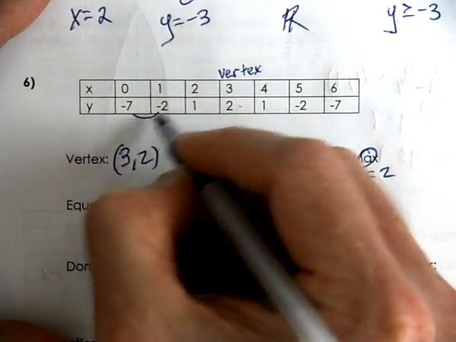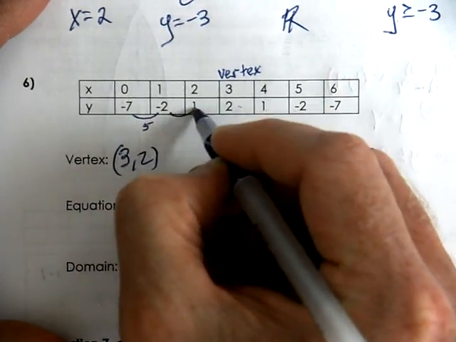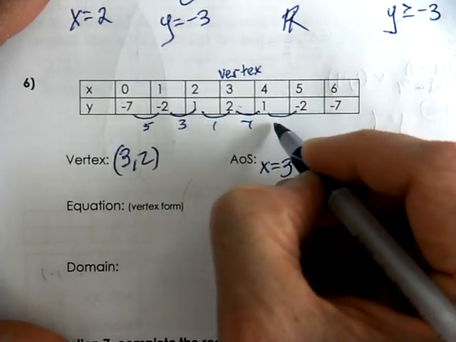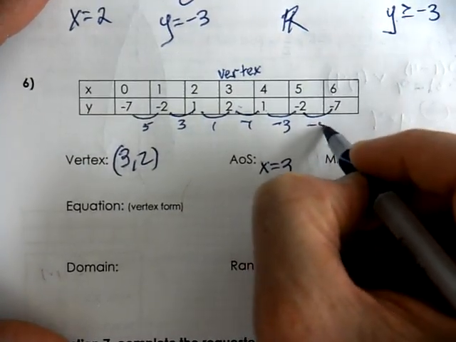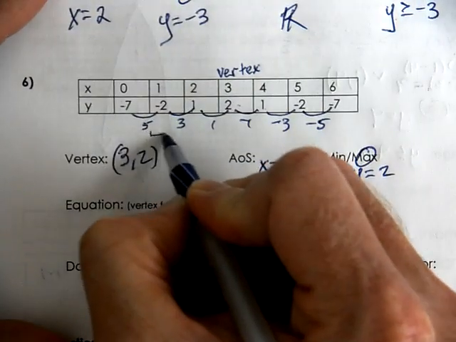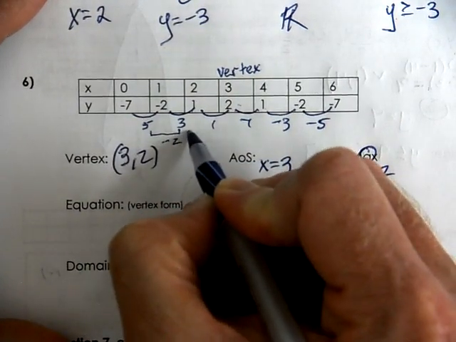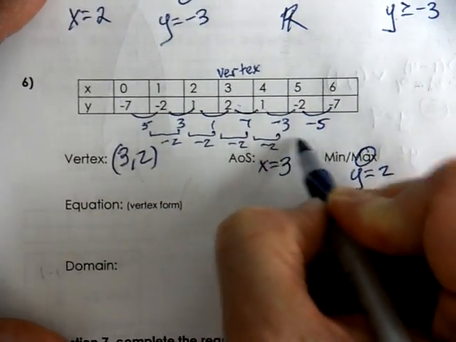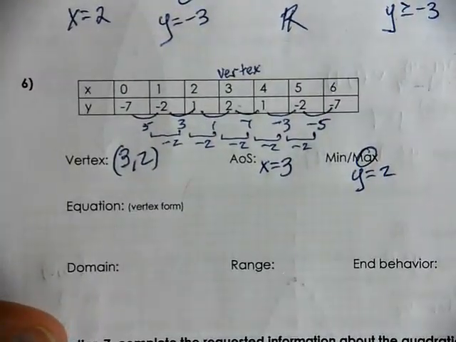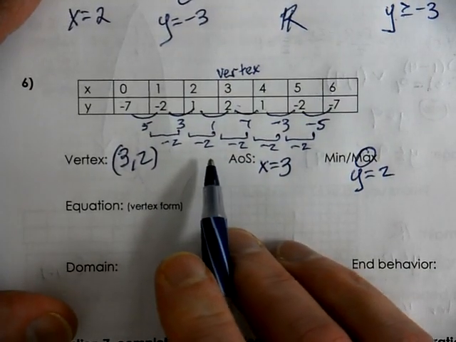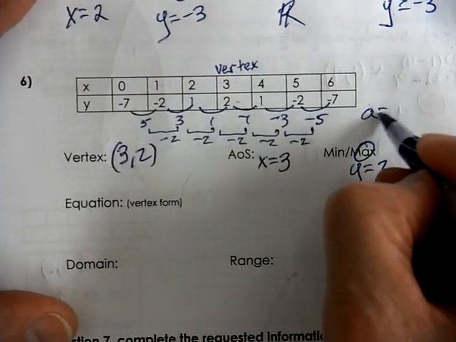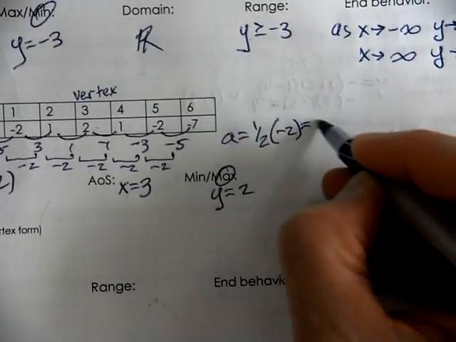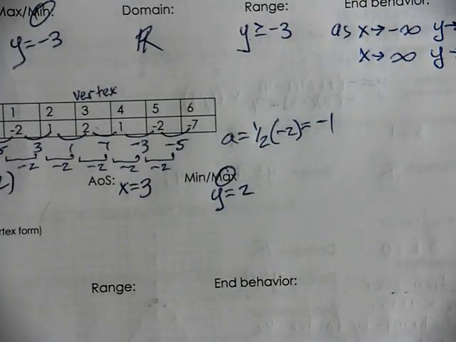Your choice. This is going up by 5, up by 3, up by 1, down by 1, down by 3, and down by 5. Now we do it again. This is going down by 2, down by 2 more, down by 2 more, 2 more, and 2 more. So my second difference is -2. So my a value is going to be half the second difference.